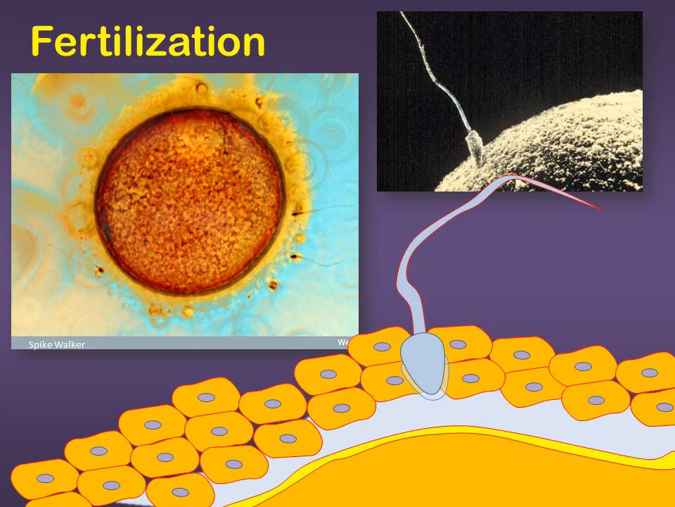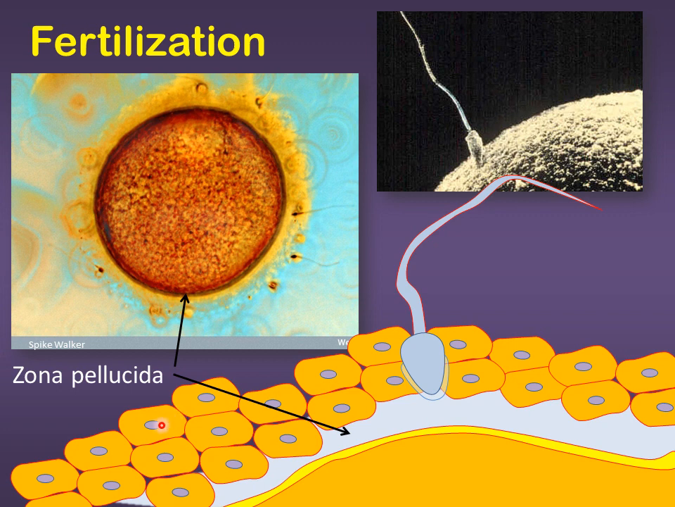The secondary oocyte that leaves the ovary and enters the oviduct is many times larger than the sperm cell that will eventually penetrate the membrane and fertilize the cell. And what we see here is an outer rim around the secondary oocyte called the zona pellucida. This is a layer of sugar and protein that the sperm must penetrate to get through to fertilize the egg.